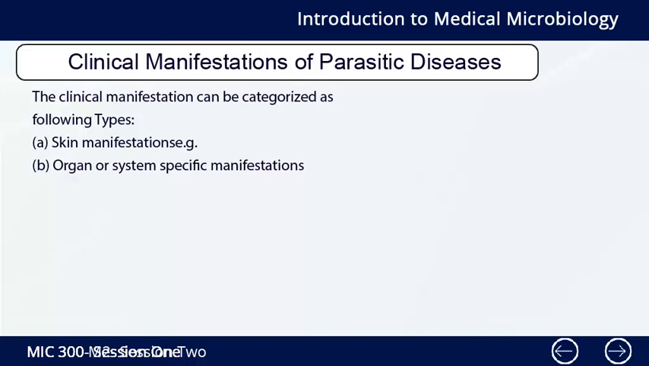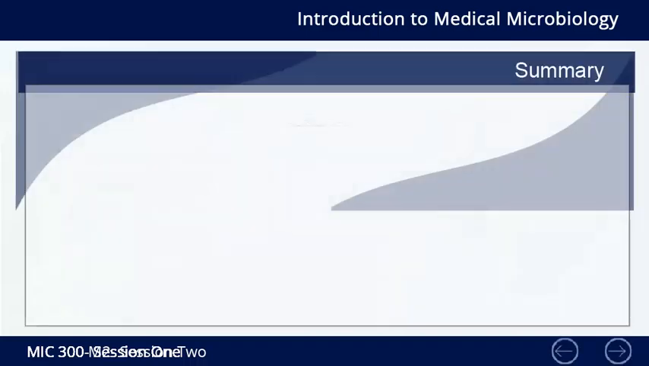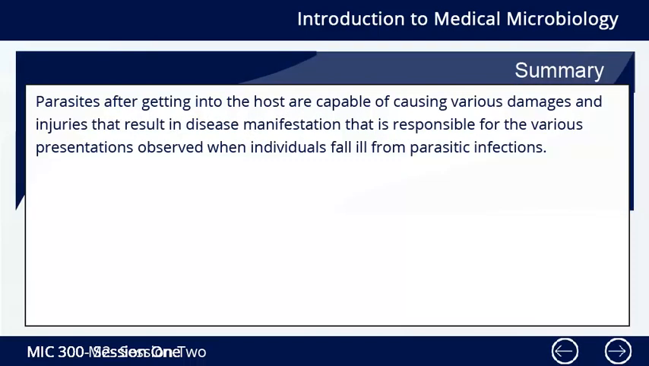Organ or system-specific manifestations are, firstly, number 1, GIT diseases, that is dysentery and abdominal pains, which can be caused by Entamoeba histolytica, Balantidium coli, Ascaris lumbricoides, etc. Parasites, after getting into the host, are capable of causing various damages and injuries that result in disease manifestation that is responsible for various presentations observed when individuals fall ill from parasitic infections.